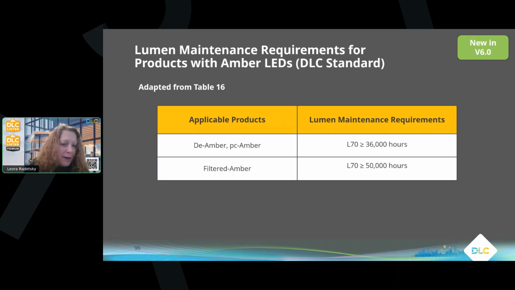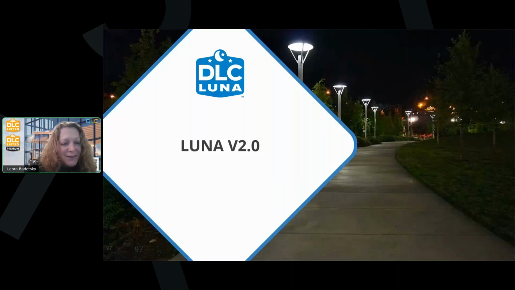Finally, direct emission amber and PC amber products have their own L70 lumen maintenance thresholds, as shown here. This is adapted from table 16, and filtered amber LED products have the same lumen maintenance thresholds as other white LEDs because they use white LEDs with an amber lens or filter.